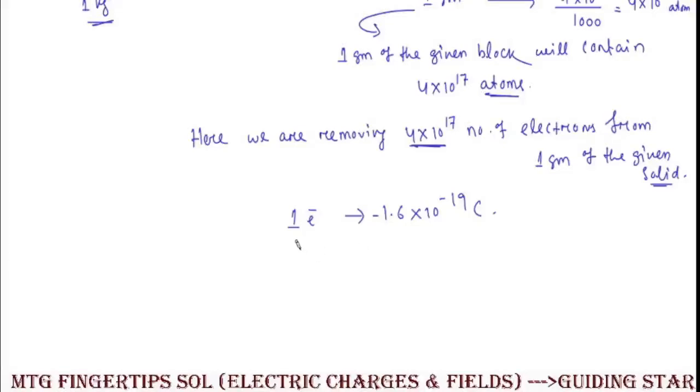Clear? So how many electrons are there? 4 into 10 to the power 17. So 4 into 10 to the power 17 electrons will contain a charge of how much? It will be 4 into 10 to the power 17 into negative 1.6 into 10 to the power minus 19. So finally that value comes out to be 6.4 into 10 to the power minus 2 coulombs.